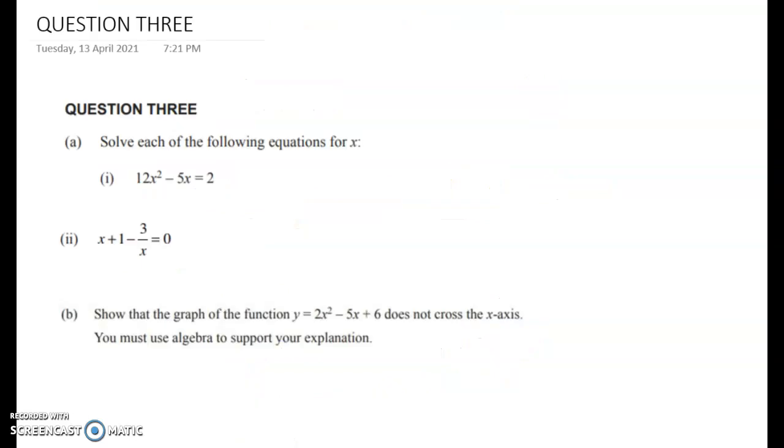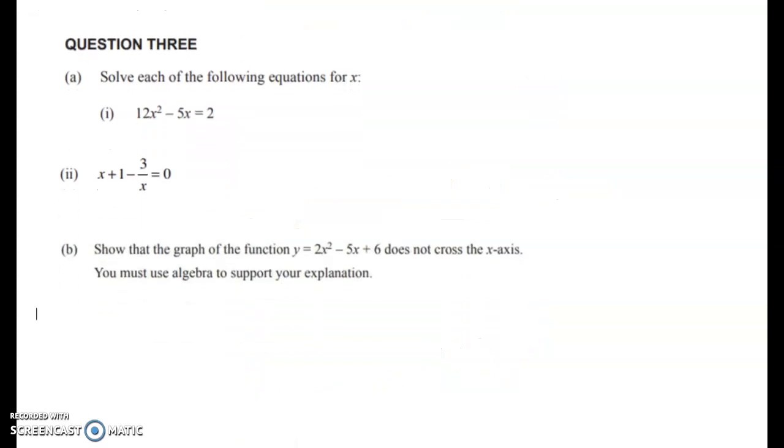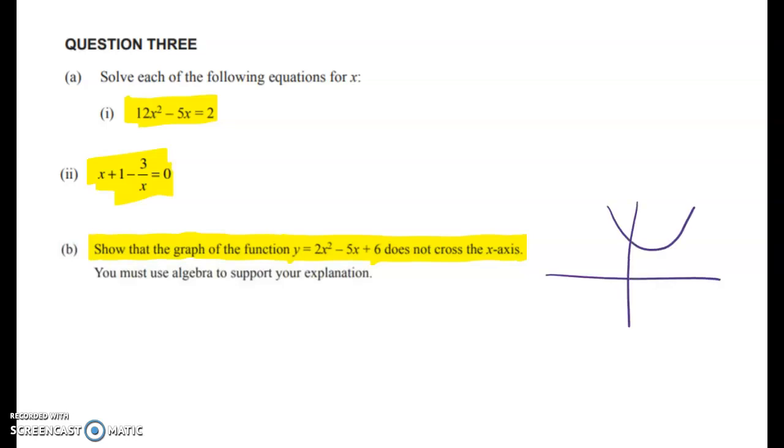Third question, we've got 3 equations. So the first one is to solve this. So that looks like a pretty easy quadratic. This one looks weird. We'll come back to that. And then this last one is what we did today. Show that the graph of the function, this, does not cross the x-axis. As soon as you see that, you should be thinking about showing that the discriminant is negative. And we must use algebra to support your explanation. In other words, you can't just go to your graphics calculator, draw it, and copy the picture.